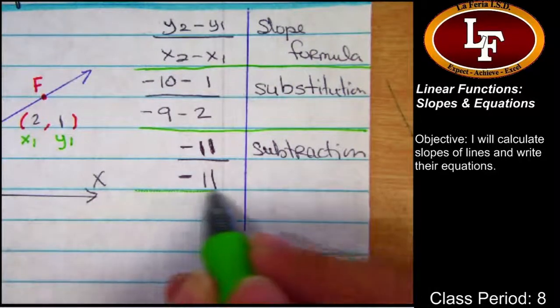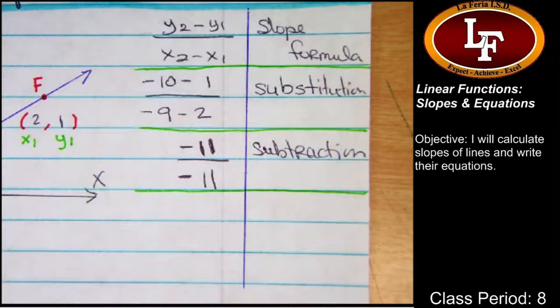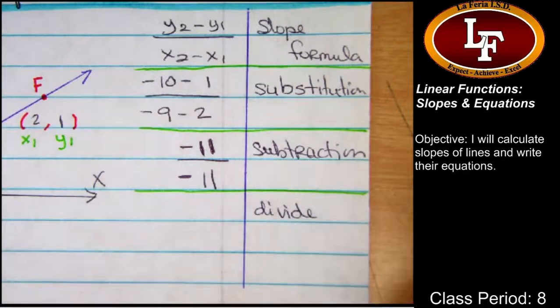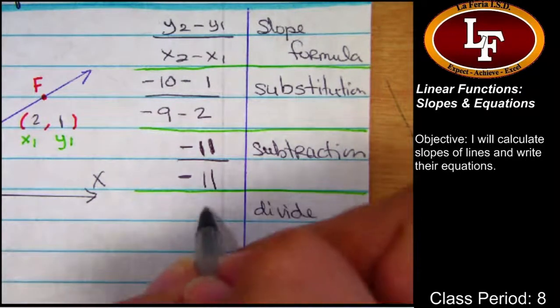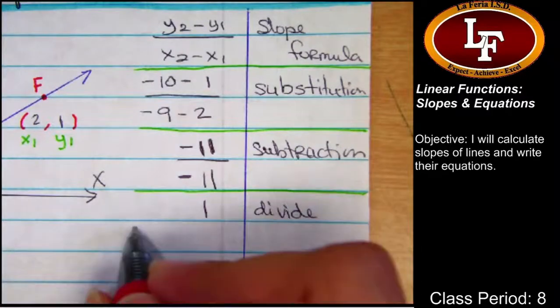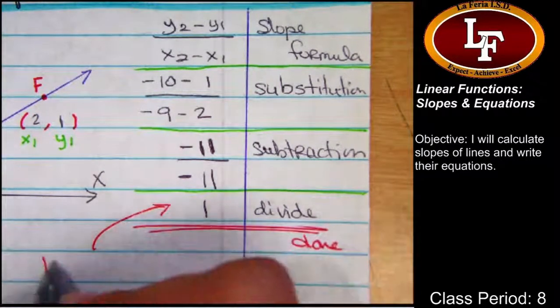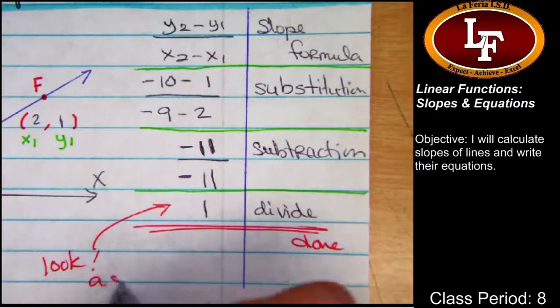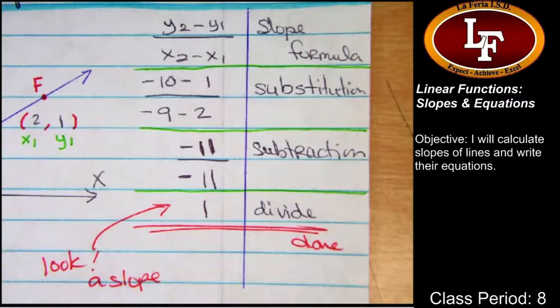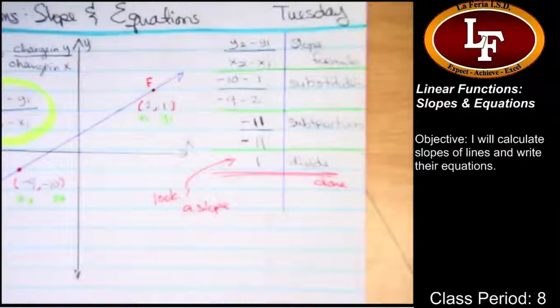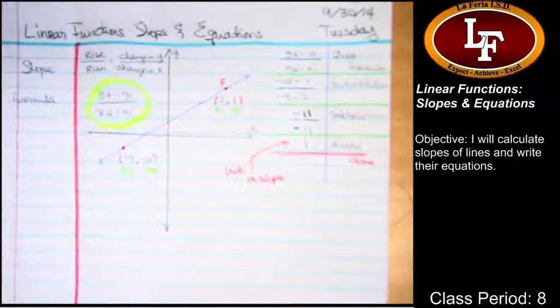I have -11 divided by -11. Positive 1 or negative 1? Positive 1, because a negative divided by a negative is a positive. Lovely. Look, Ma, it's a slope. We're done with the slope.